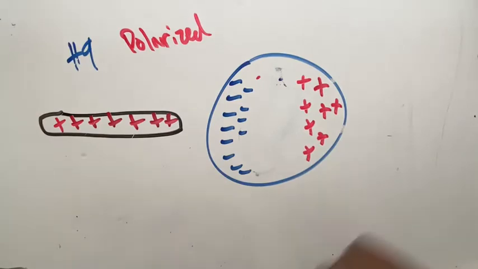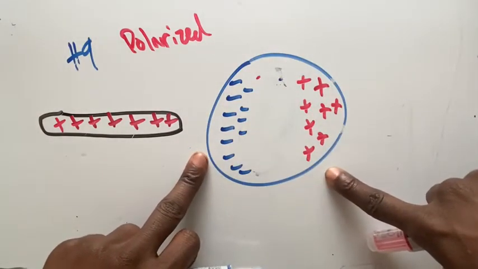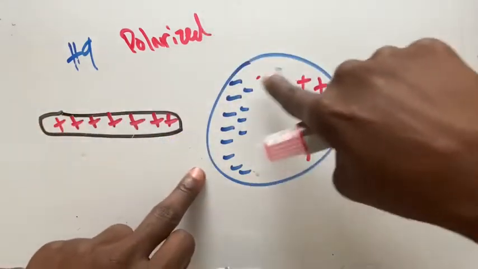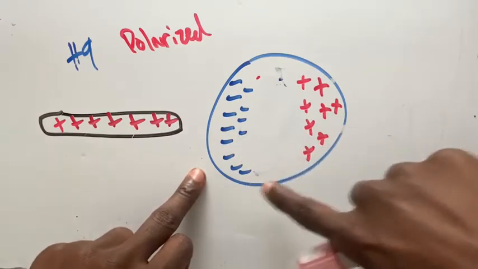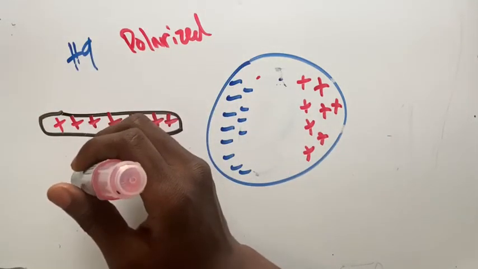Boom. So now we would say this object here is polarized. When I say something is polarized, it just means the charges inside that object have been rearranged. So the answer to number 9 is going to be D.